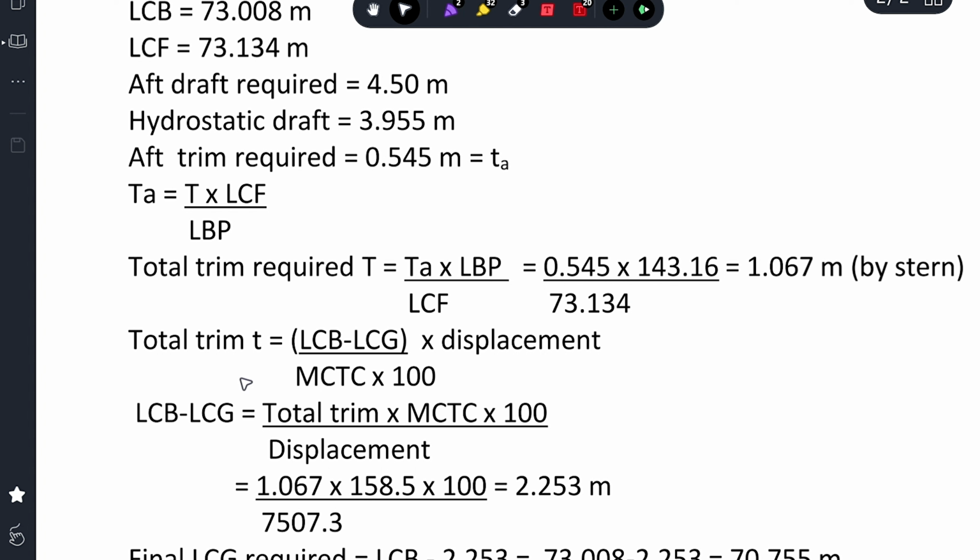And we know the famous formula for total trim, T is equal to LCB minus LCG into displacement upon MCTC into 100. So total trim means final trim, which is 1.067 meter. And I have LCB, I have MCTC, and I have displacement for the final condition. So if I rearrange, LCB minus LCG will be equal to total trim into MCTC into 100 divided by displacement. Total trim I require is 1.067 meter by stern. MCTC for the final condition I have already found, 158.5 into 100, and I know my final displacement 7507.3 gives me 2.253 meter. This is the LCB minus LCG.